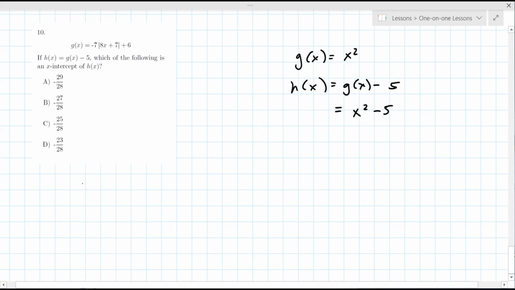So take your g of x function here, minus 7, absolute value 8x plus 7 plus 6, and then you're going to subtract 5 from it. And that's your h of x.